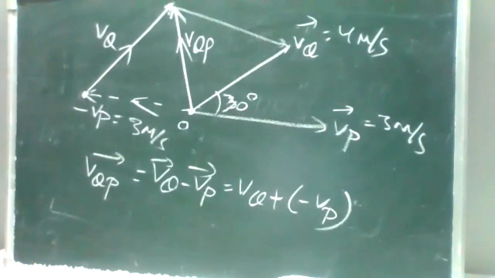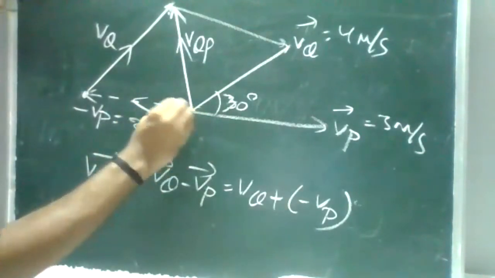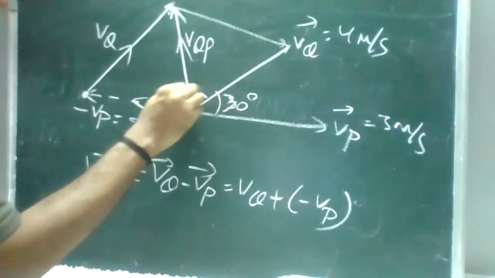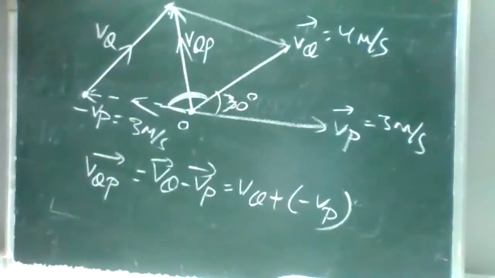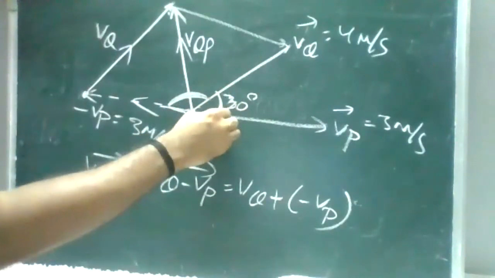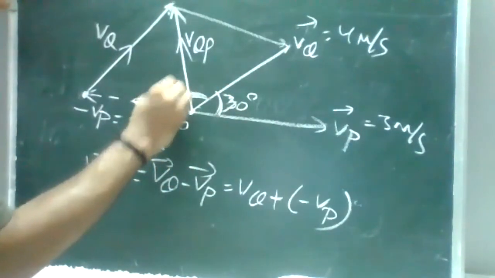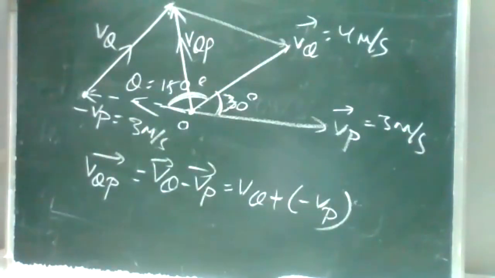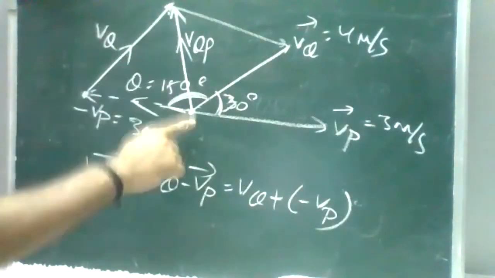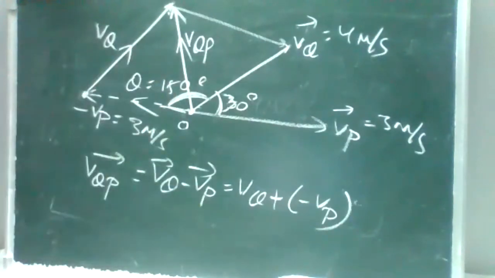To find the resultant, we find the angle between the two vectors, minus VP and VQ. If you see, in opposite directions the total angle is 180 degrees, but here there is already 30 degrees. 180 minus 30 gives an angle of 150 degrees. So theta is equal to 150 degrees. We are going to find the resultant here, VQP.